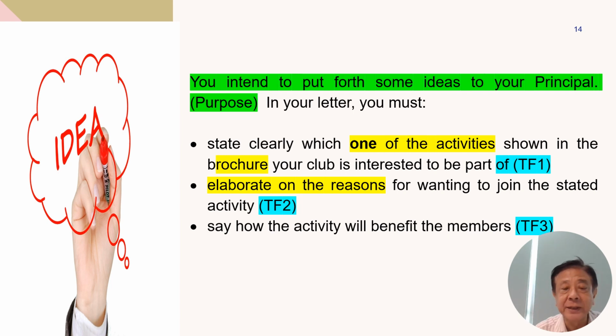Now, for this particular task, right, the express students will have to suggest 2 and not 1, 2 activities, and why your club is interested to join these 2 activities. For the NA students, you only need to propose 1 stated activity. And when you talk about bulleted point number 3, express students, you must therefore talk about the benefits of these 2 stated activities. For the NA students, the benefits for the 1 proposed activity.